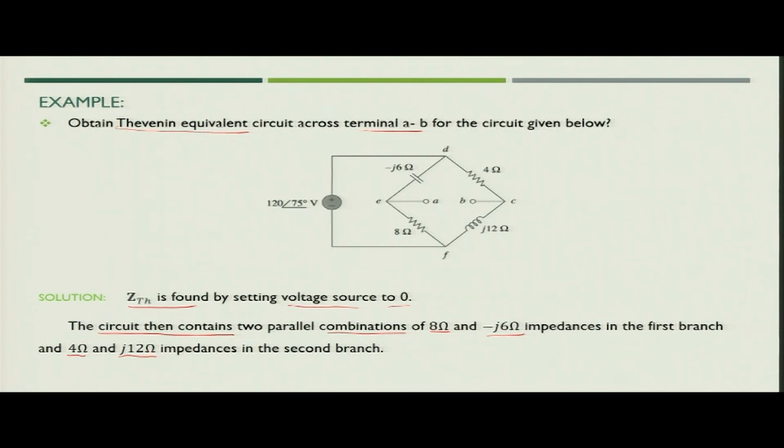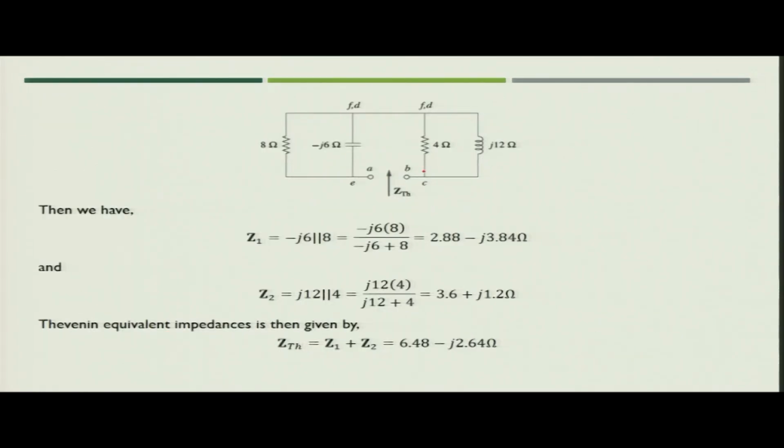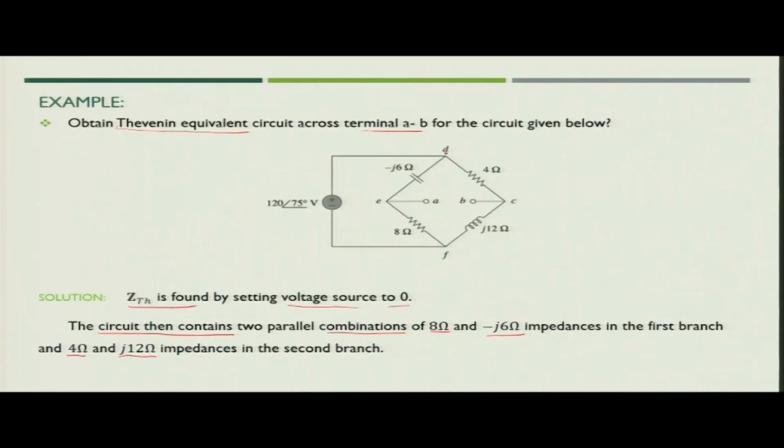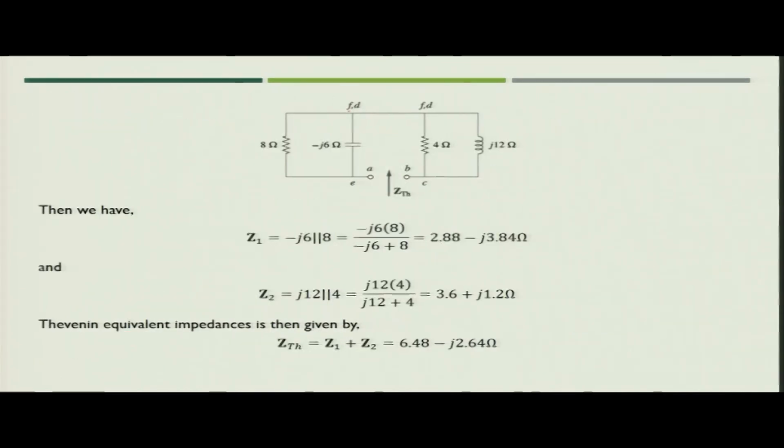So, how will our circuit look like? The circuit will look like now as you can see in the figure. F and D are short circuited, so they are clubbed together in this particular figure. So, if you go back to the circuit, F and D are now short circuited because you have put the voltage source as short circuit. Now, the updated circuit is as shown in the figure.